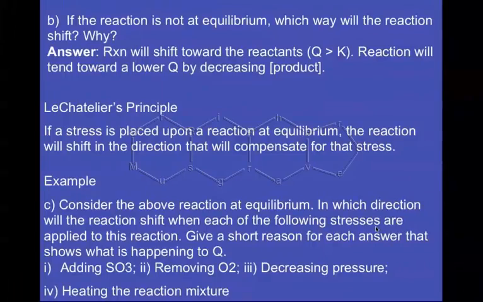I'd like now to talk about Le Chatelier's principle, and it basically states that if a stress is placed on a reaction at equilibrium, the reaction will shift in the direction that will compensate for that stress. So I'm going to give you two examples, and what we're going to look at is the effect of adding a product in this case, and removing a reactant. So let's take a look at how we might do that.